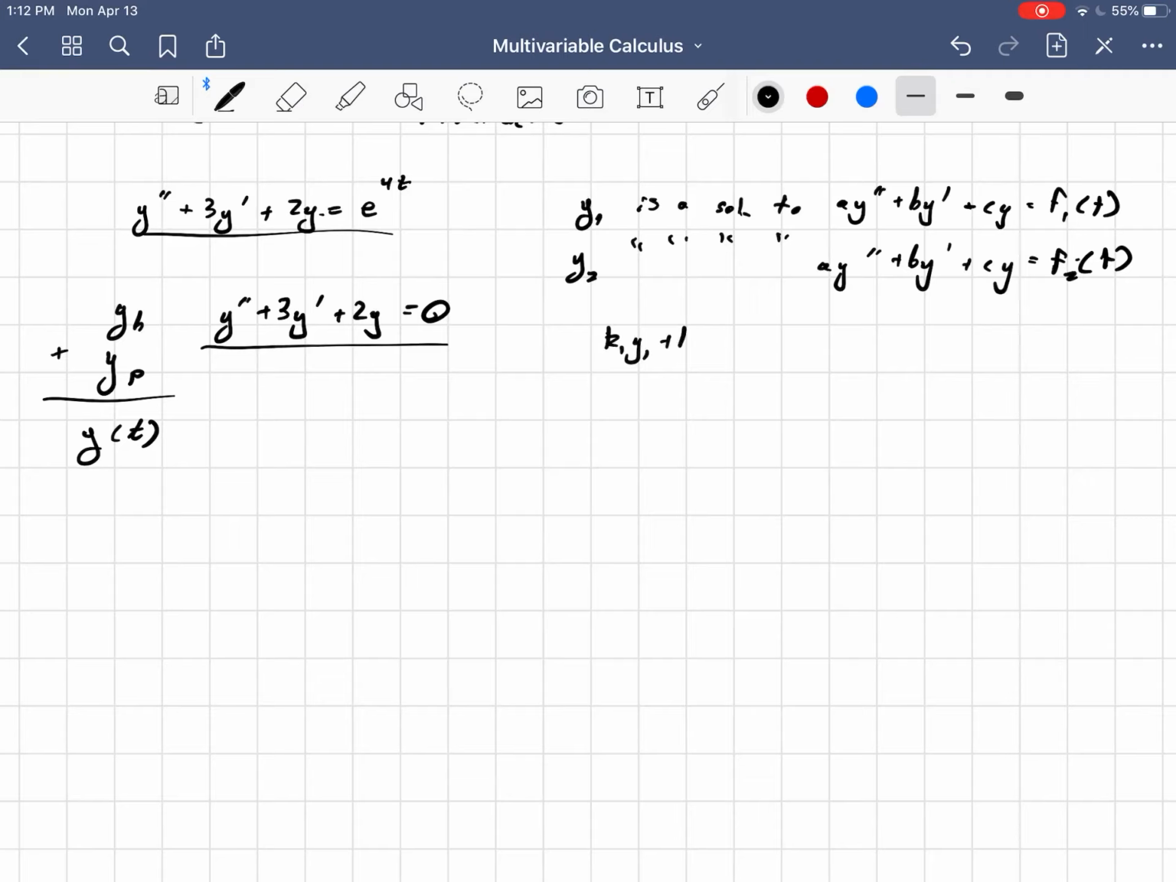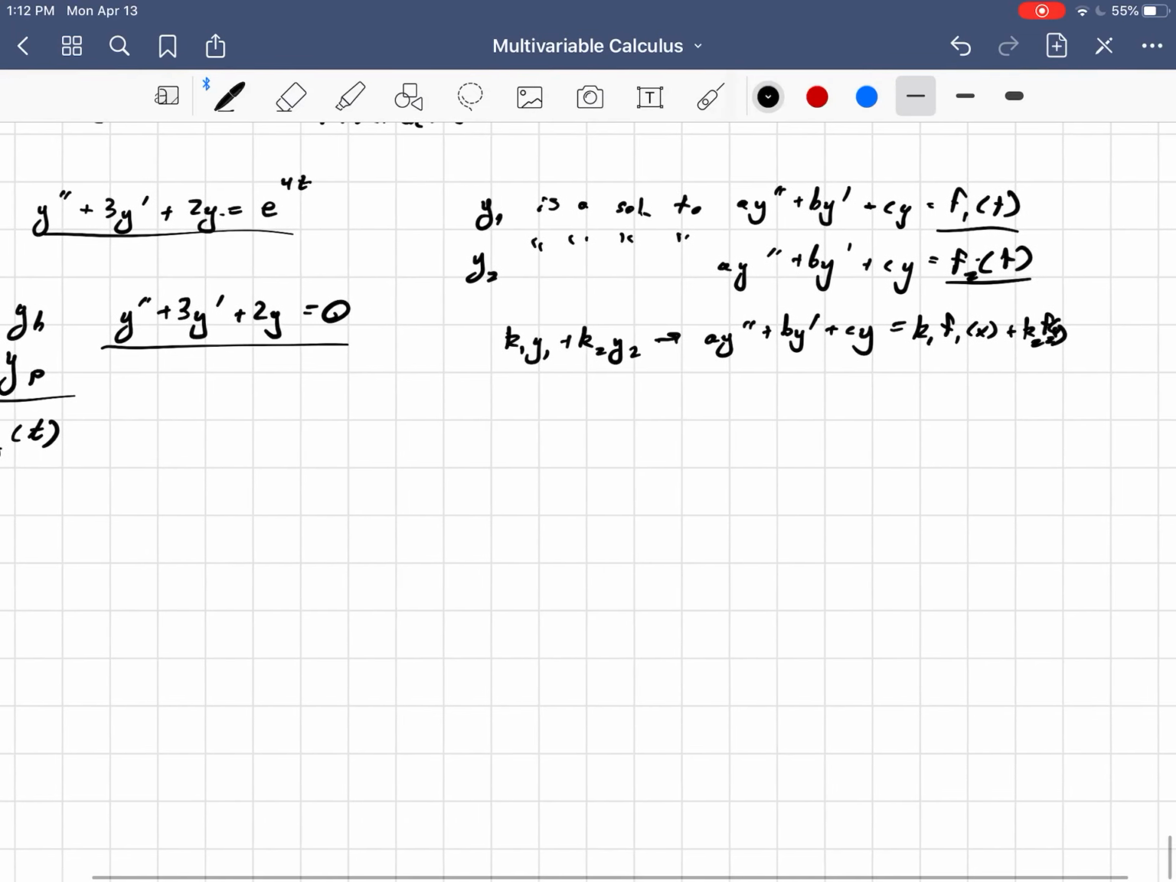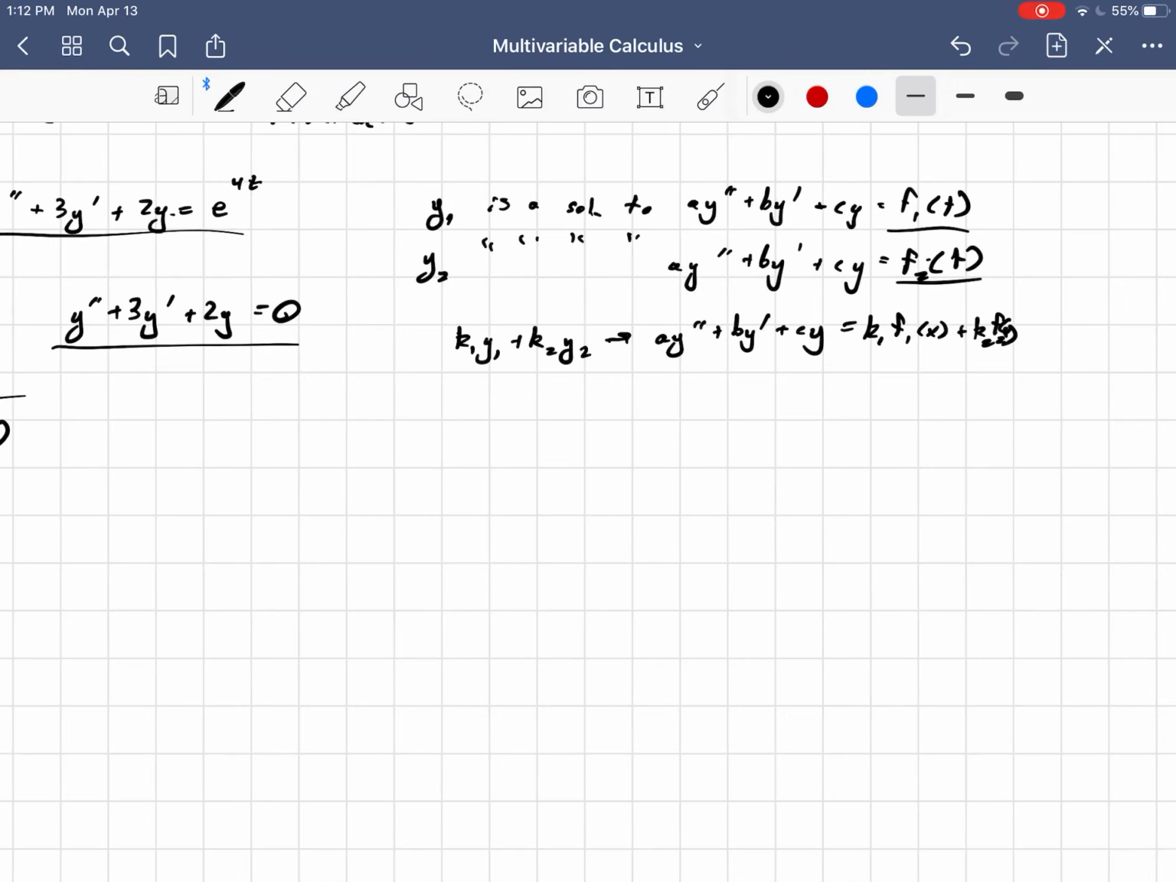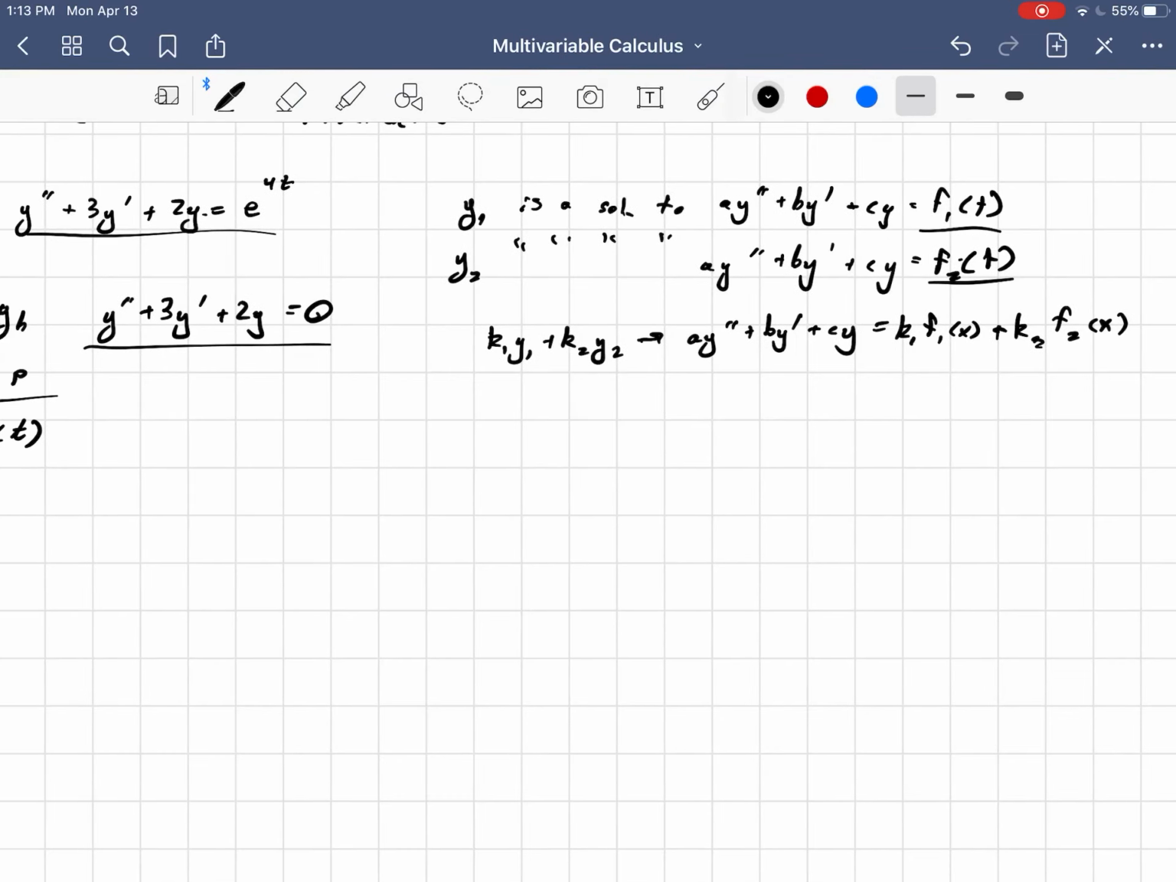then any linear combination of y sub 1 and y sub 2, in other words, k sub 1 y sub 1 plus k sub 2 y sub 2, is going to be a solution to the differential equation ay double prime plus by prime plus cy equals the same linear combination of f sub 1 and f sub 2. In other words, k sub 1 f sub 1 of x plus k sub 2 f sub 2 of x. And here f sub 2 of x is equal to 0. Again, this is what the superposition principle says.